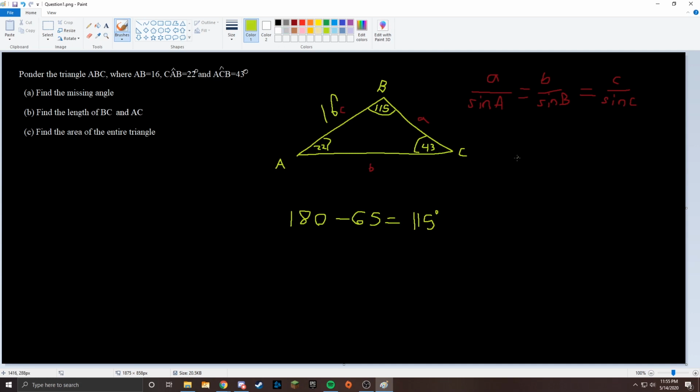Alright, so 16 over sine of 43 is equal to a over sine of 22. Now we're going to want to isolate the variable, the unknown. So we're going to want to multiply both sides by sine of 22.